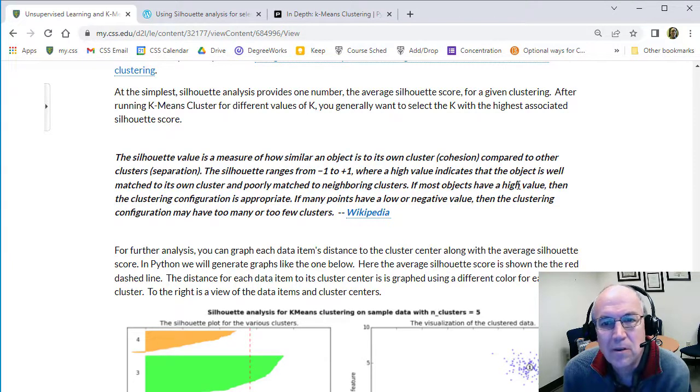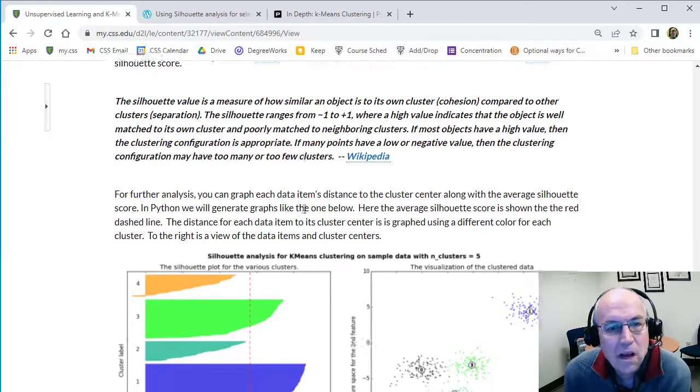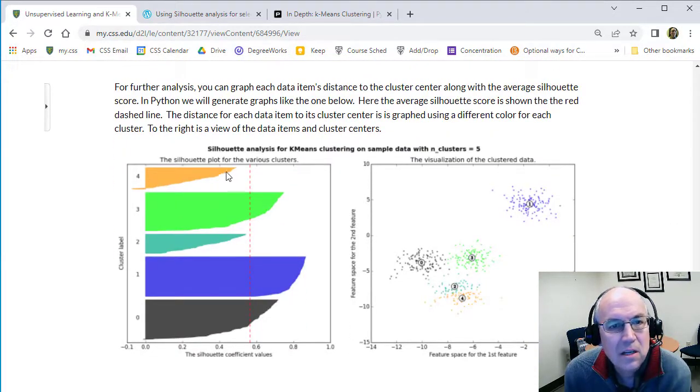If most objects have a high value, then the cluster configuration is appropriate. So we want a high number for this cluster value. So if many points are low or negative, the clustering configuration may have too many or too few clusters. So how do we graph this out? What we generally do is graph out each data point and calculate its silhouette number for each one.